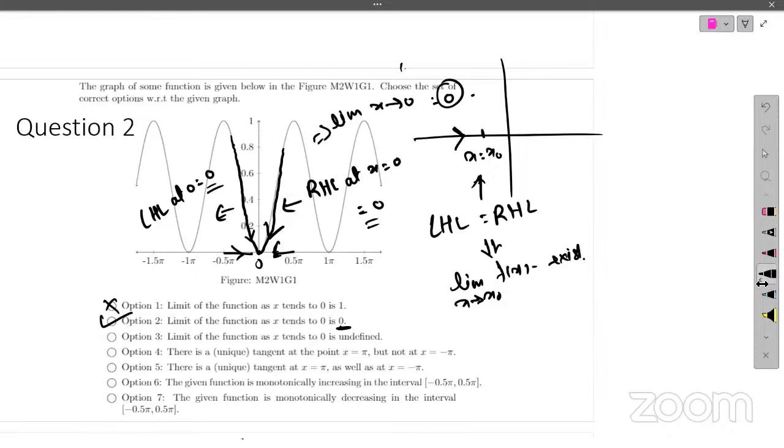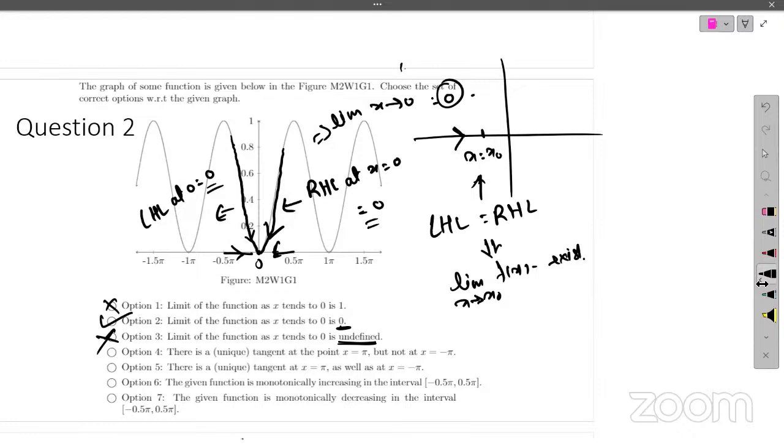Now the third option says that the limit of the function as x tends to 0 is undefined. When a limit is undefined, it means either the left hand limit is not equal to the right hand limit, or the limit is growing toward plus infinity or minus infinity. Here none of these scenarios is happening, so this option is also incorrect. Now let's go to the fourth option.